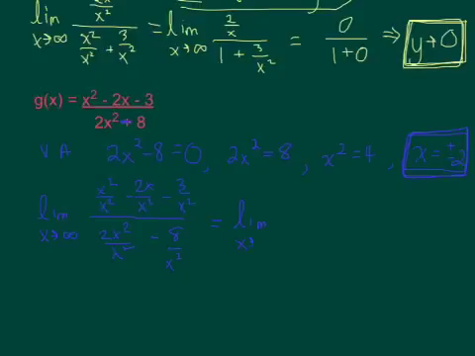As x approaches infinity, if I simplify, x squared divided by x squared is 1. I have 2 over x. Again, I have negative 3 over x squared. And the denominator is a 2 minus 8 over x squared. Now imagine if x were very, very large. Regardless, this 1, no matter how large or small x is, that will still be 1.